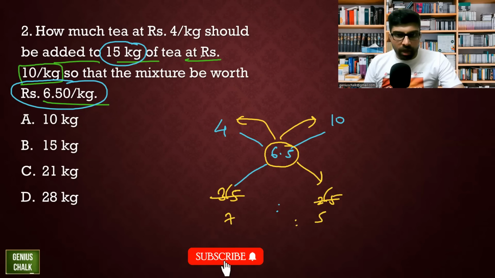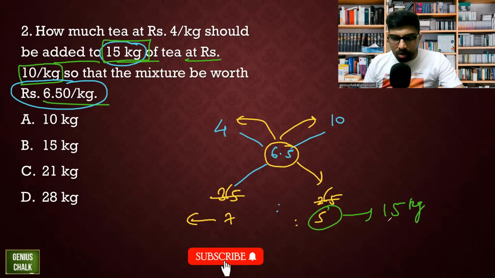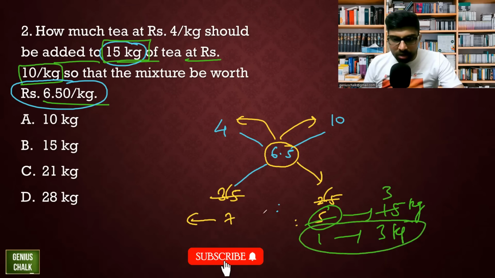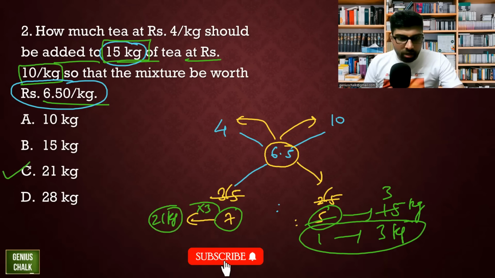Now, how much tea at 4 rupees? So this 7 value is asked, whereas this is given that this 5 value is how much? It is 15 kg. So 5 value is 15 kg. So 1 value is, 3 fives are 15, right? So 1 value is 3 kg. The 7 value has to be 7 into 3, that is 21 kg. So the right answer has to be option C.